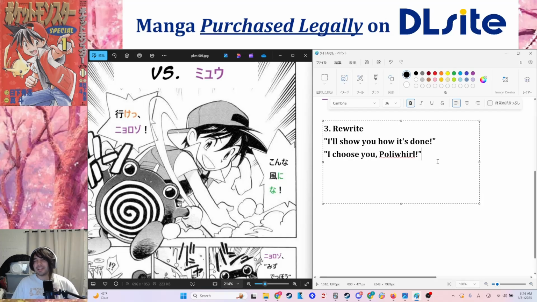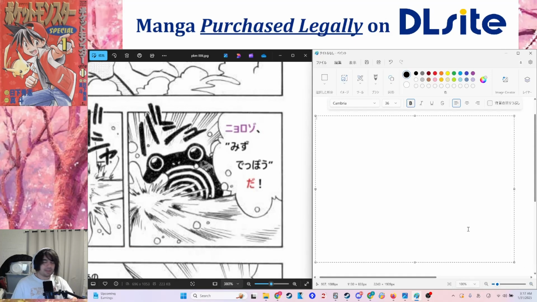And then, of course, instead of just saying go, I have him saying, "I choose you, Poliwhirl," because this is something that you hear in the Pokemon franchise a lot. So I think it fits this situation pretty well, although I don't really know how we're doing on space there. But I decided that when I do the English rewrites, I'll also use the Pokemon's English name, and that is what I've done here. Now that we've got our Poliwhirl out there, we've got to have him do something.